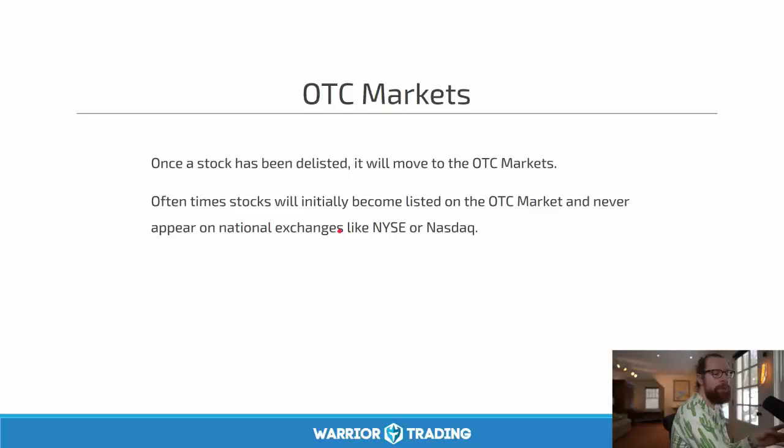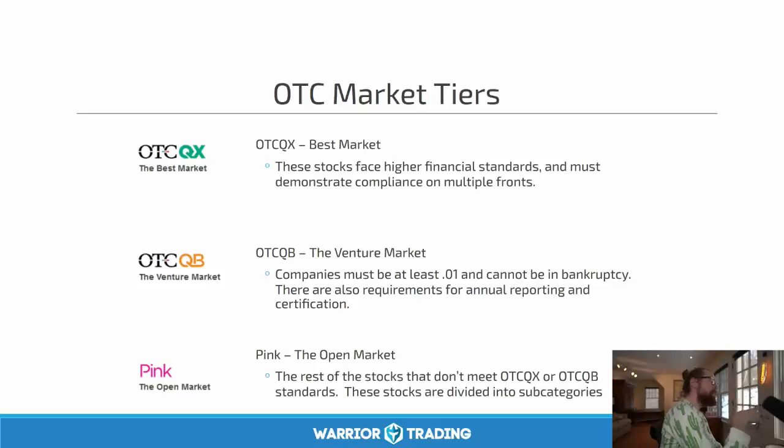We'll talk about reverse splits a little bit more in Chapter 3, but just so you know, that is a mechanism that companies will use to get their stock back up above $1. At a certain point, if they are out of luck, they can get delisted and move to the OTC markets. The OTC markets have different tiers: the OTC Best market, the OTC Venture market, and then the pink sheet market.